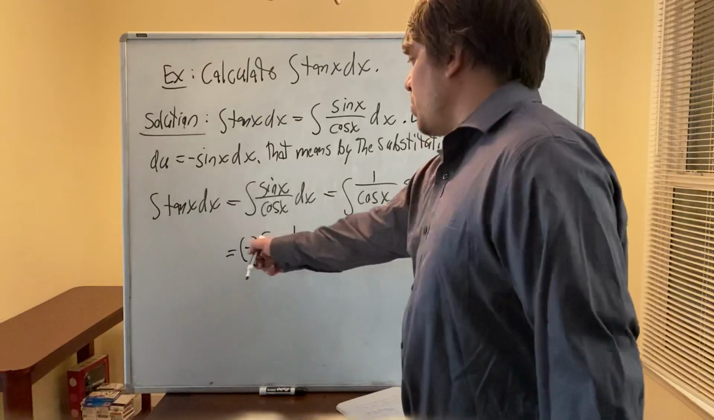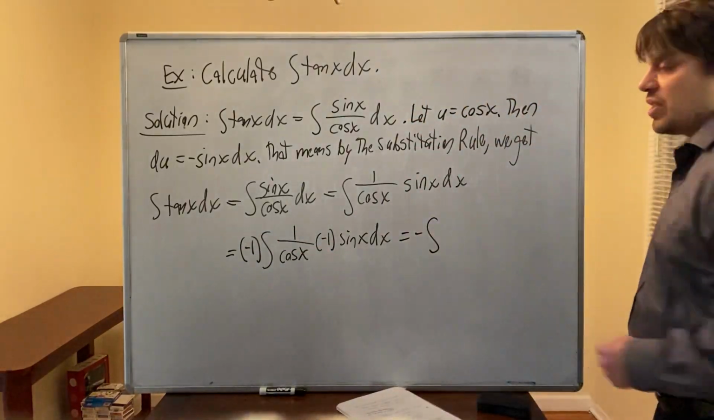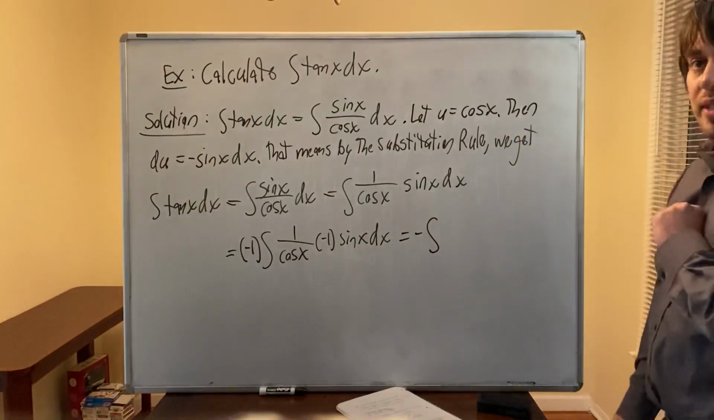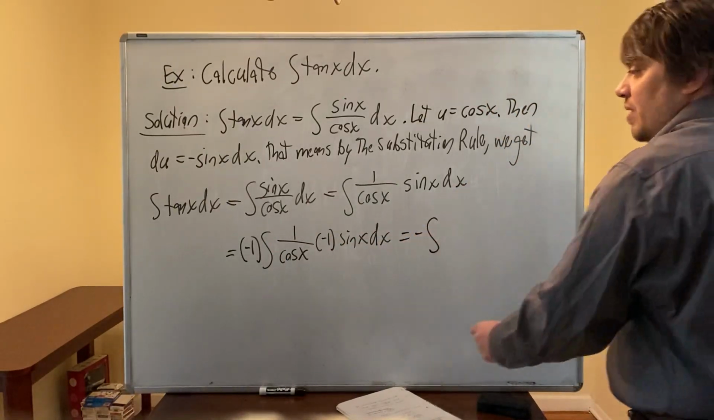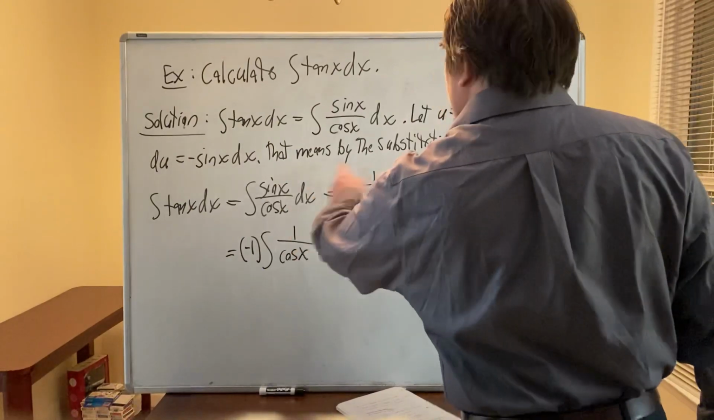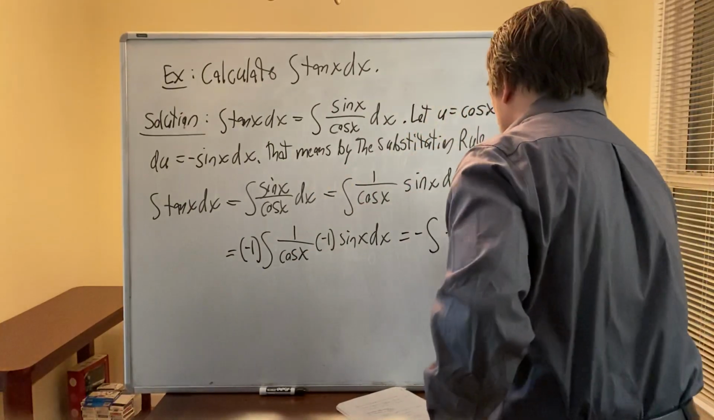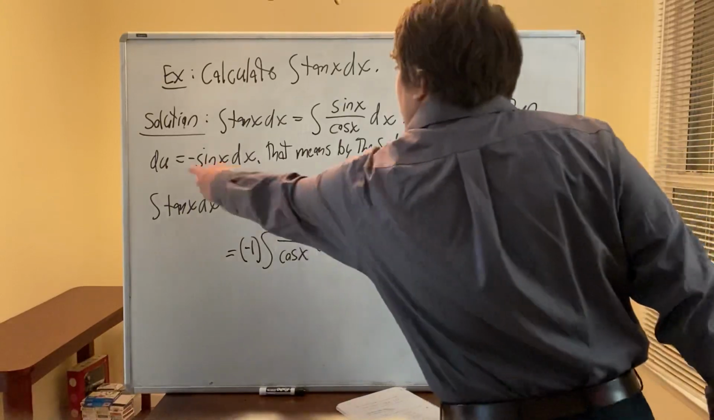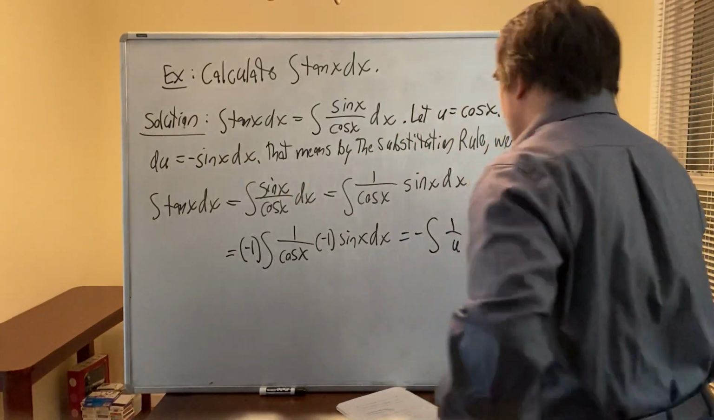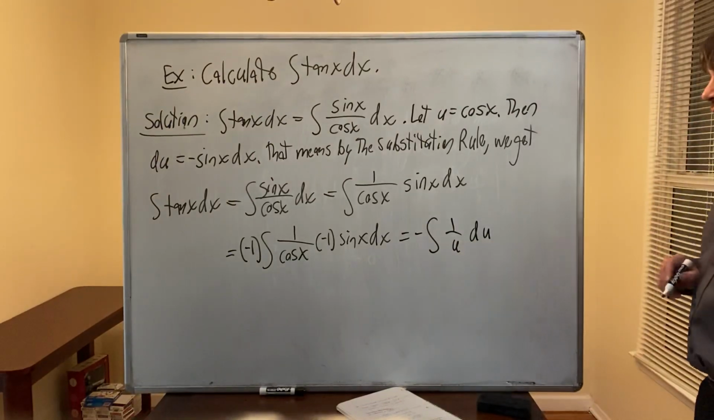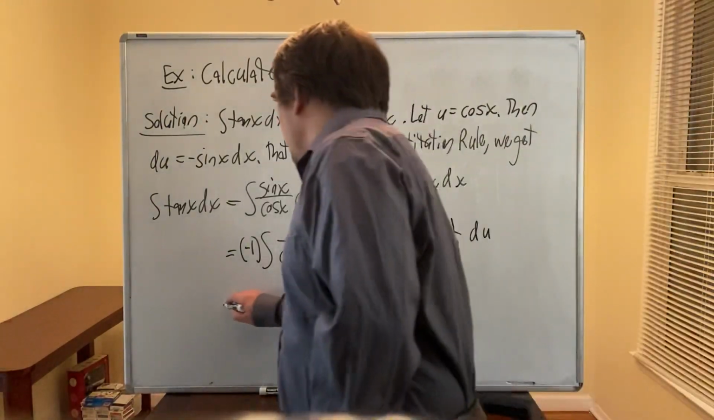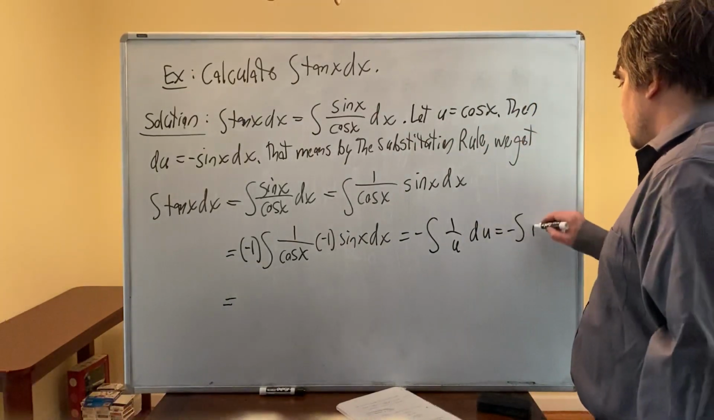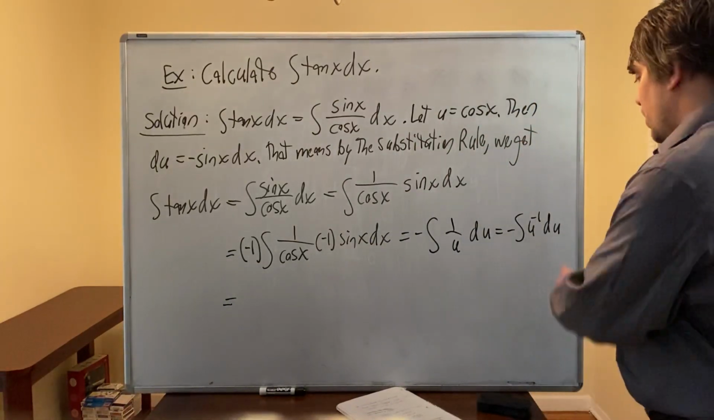Multiplying this integral by negative 1 means it's equal to the negative of that integral. So I'm going to get rid of the negative 1 and just put a negative sign there. So that's equal to the negative of the integral. 1 over cosine x is 1 over u. And negative 1 sine x dx is negative sine x dx, and that's du. So you get negative the integral of 1 over u du. Actually, I'm going to write here, this is equal to negative the integral of negative 1, u to negative 1 du.